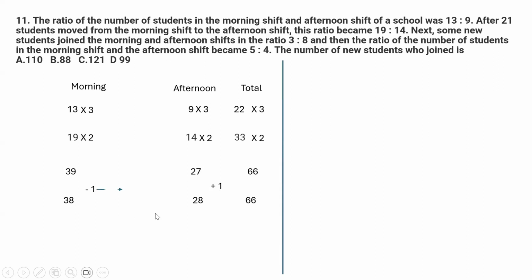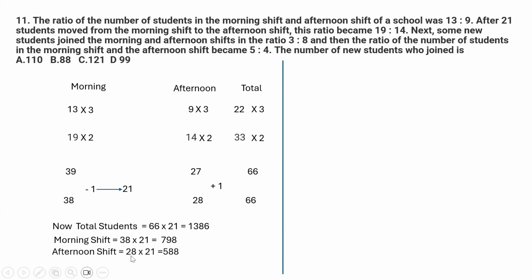Now this one is what? In value it is 21. So this entire ratio is a multiple of 21. Right? So we can get the actual value of this new ratio. If we multiply 66 by 21, we will get the total number of students. And likewise, the total number of students in morning shift will be 38 multiplied by 21, that is 798. And afternoon shift will be, of course, 28 into 21, 588.